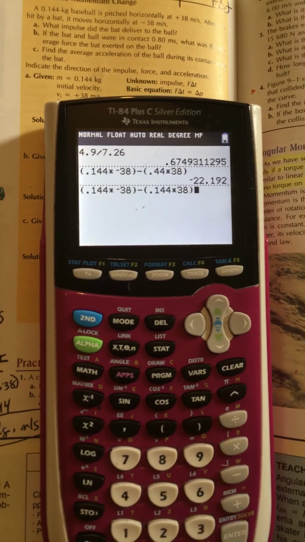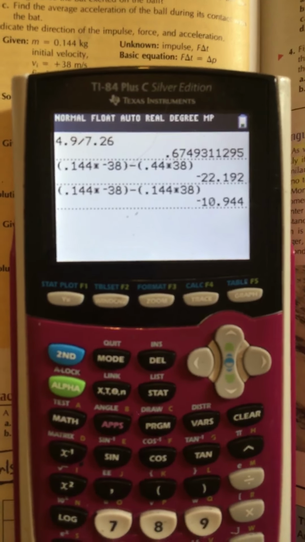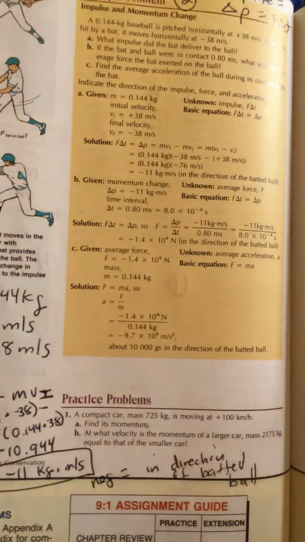Times 38 in parentheses. Let's try again. There's the right answer. Ta-da! Yay. Always cheer for yourself when you get it right. You're being clever. All right.